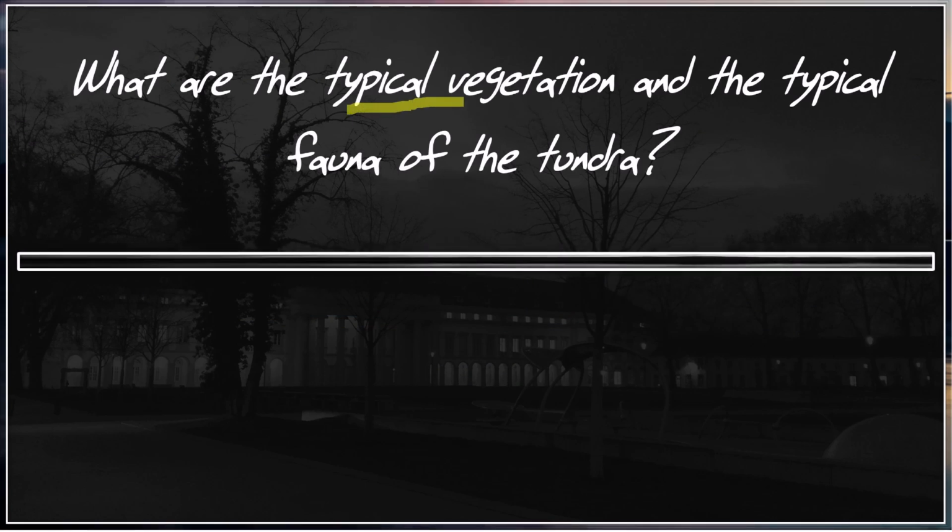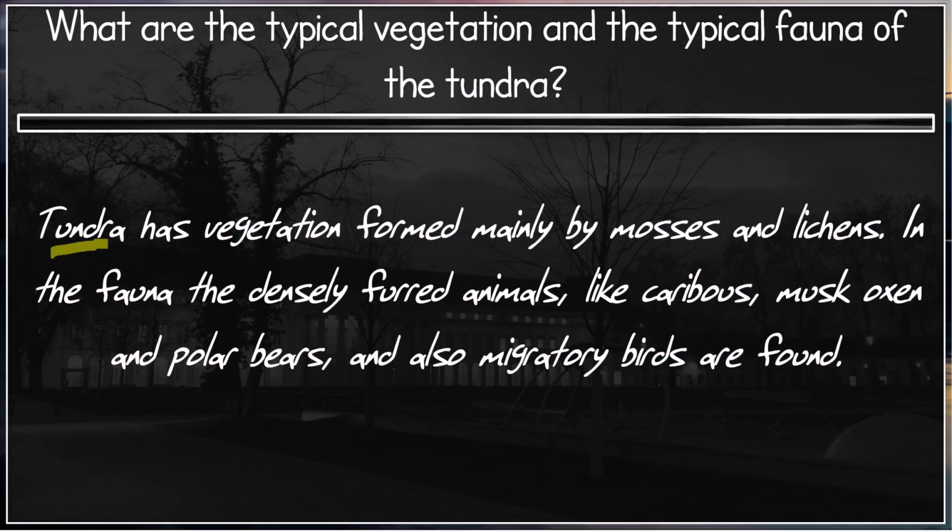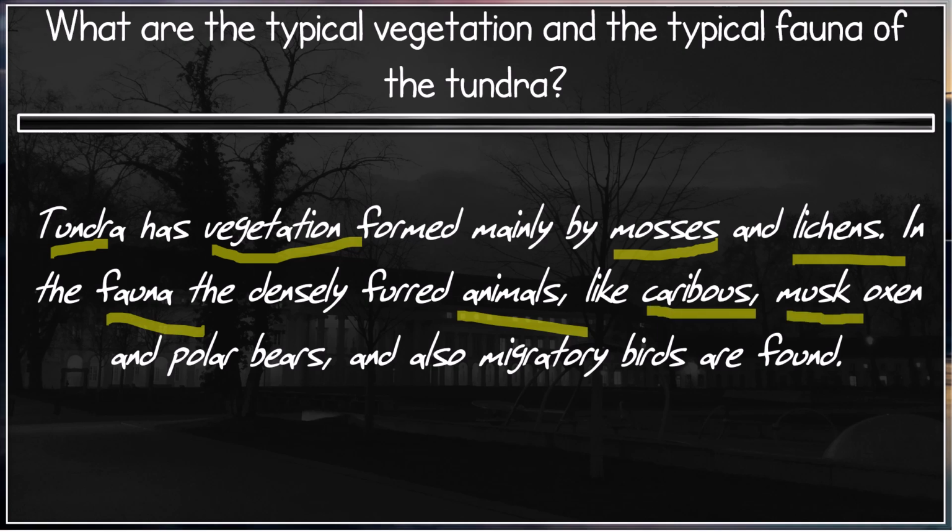What are the typical vegetation and the typical fauna of the tundra? Tundra has vegetation formed mainly by mosses and lichens. In the fauna, the densely furred animals like caribous, musk oxen, polar bears, and also migratory birds are found.